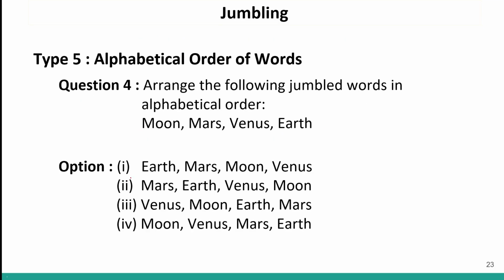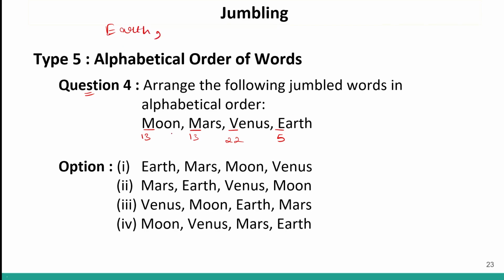Okay. Now, question number 4. Moon, Mars, Venus, Earth. So M is 13. This is also 13. V is 22 and E is 5. So the first word will be Earth. Correct?